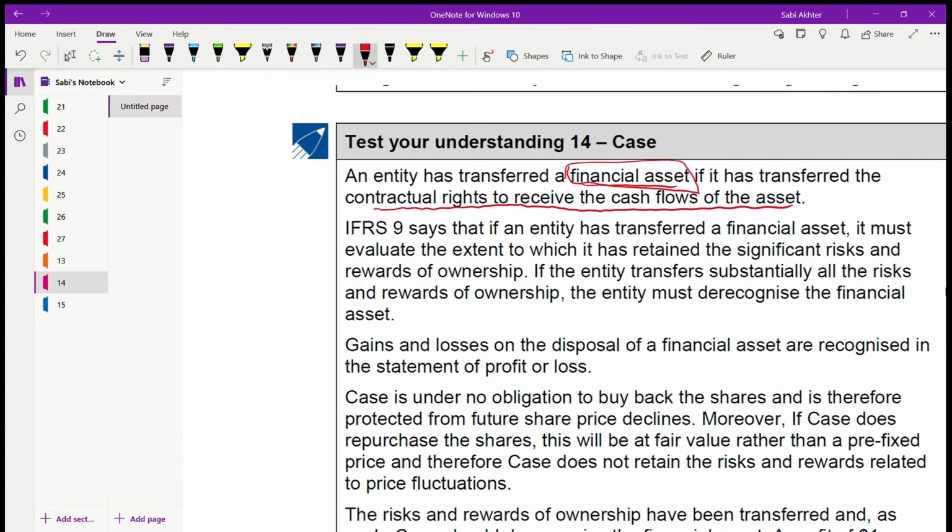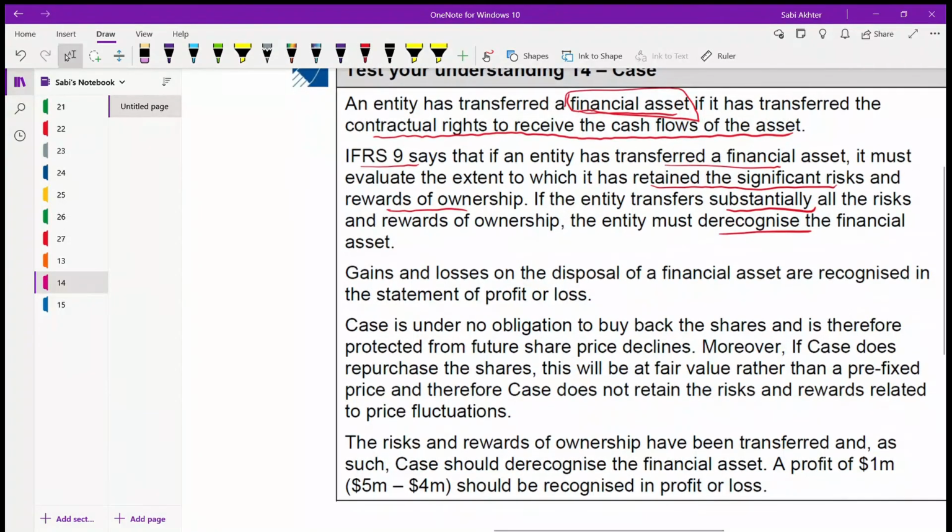So IFRS 9 says that if an entity has transferred a financial asset, what should you do? You should see up to how much portion is retained, and how much of the portion has been transferred. So you need to evaluate the extent to which it has retained the significant risks and rewards of ownership. If the entity transfers substantially, meaning a big amount of the risks and rewards of ownership has been transferred, they must derecognize the financial asset. And also the gains and losses you have to recognize from that disposal.